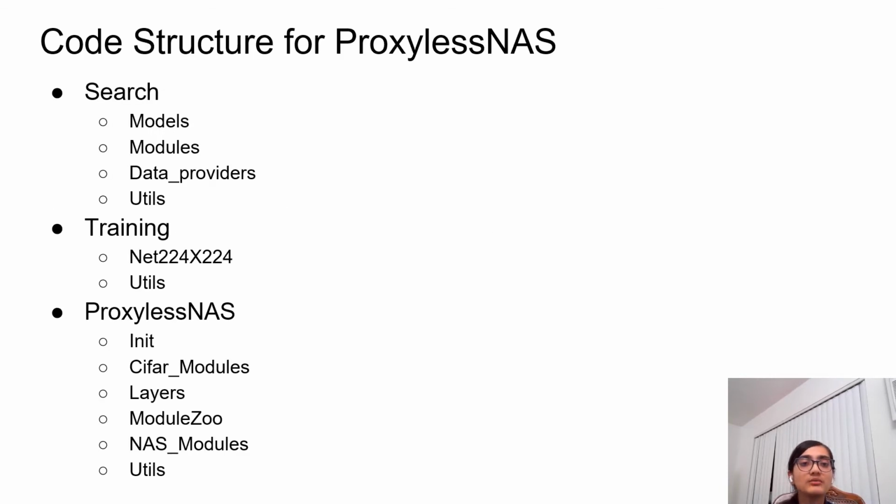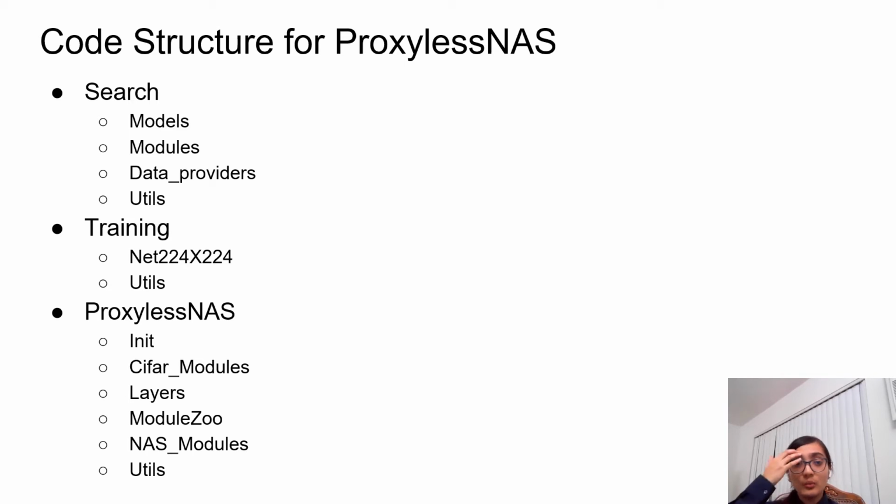When you consider the code structure for Proxyless NAS, you have three approach modules which we just read: search, training, and Proxyless NAS. This Proxyless NAS is for PyTorch. We are considering PyTorch as the platform or the pre-trained module here. The search consists of modules, data providers, and utils.